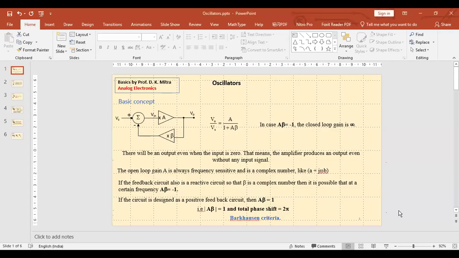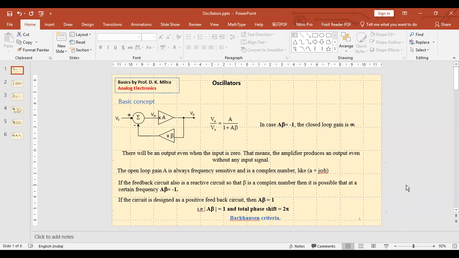Good morning, students. Today we start a new chapter. It is a chapter on oscillators. In fact, oscillators are a group of self-sustaining circuits. When you switch on the circuit, it automatically gives out a sinusoidal output of a certain frequency.